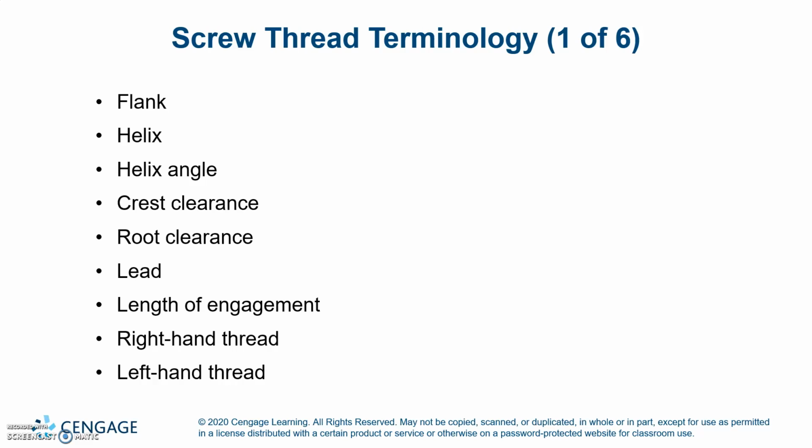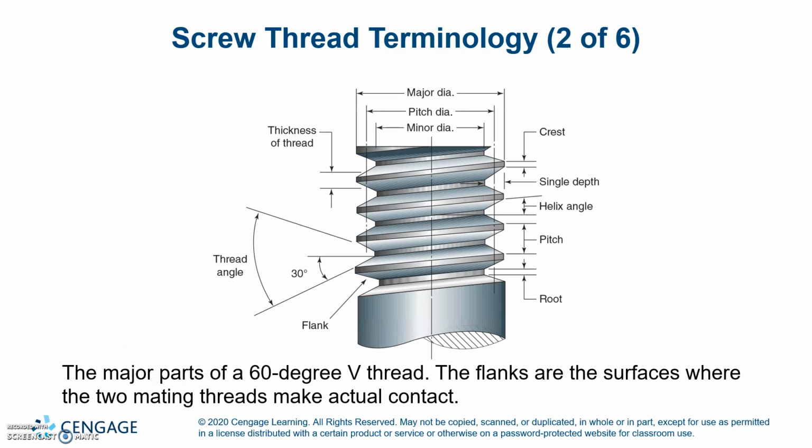Screw thread terminology. You have your flank, helix, helix angle, crest clearance, root clearance, lead, length of engagement, right hand thread and left hand thread. And here's a diagram of all those defined. The major parts of a 60-degree V thread. The flanks are the surfaces where the two mating threads make actual contact.